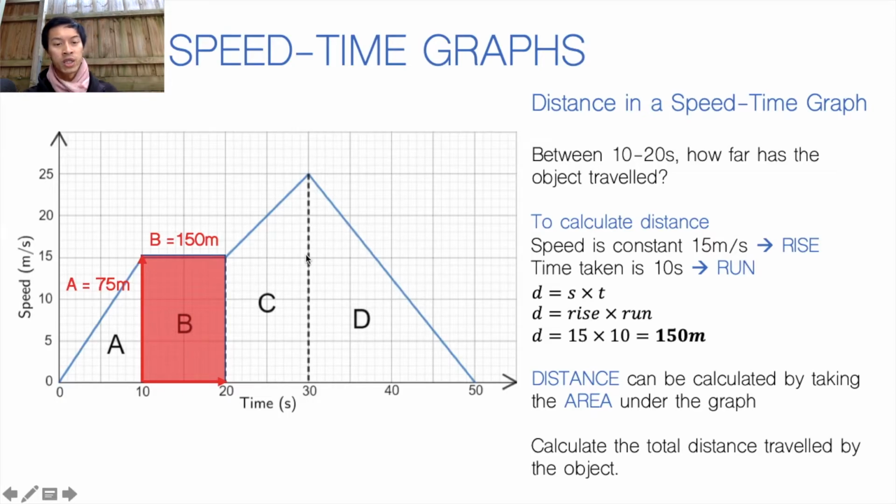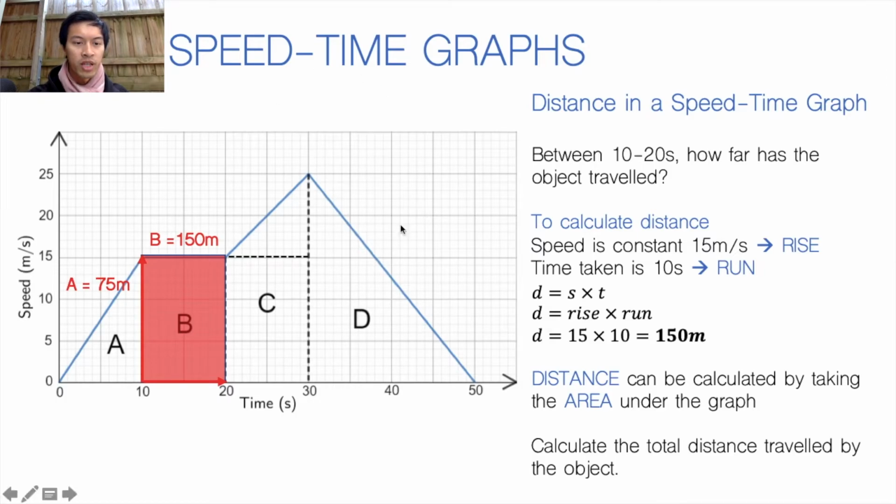So there's two ways of doing this. If you know the trapezium formula, you can apply it. It's a half times A plus B times height, right? If you don't know the trapezium formula in geometry, you can simply break the object up into a rectangle and a triangle, and then you calculate each of them separately.